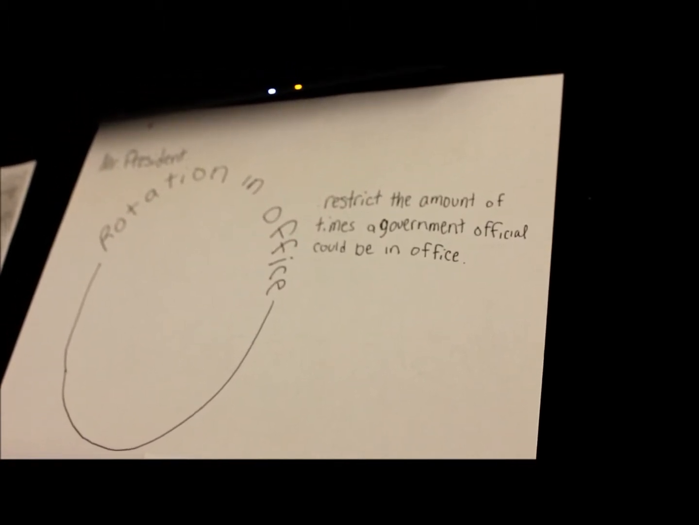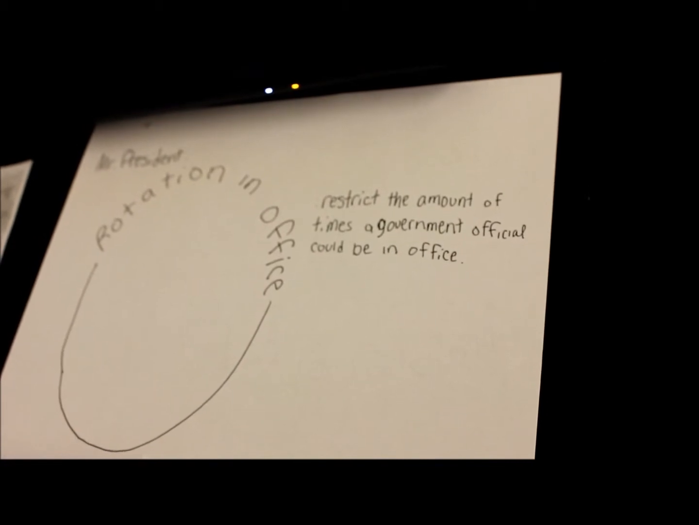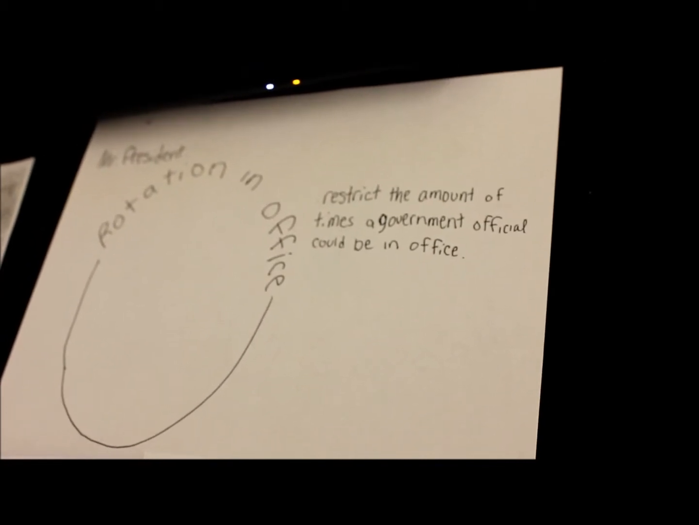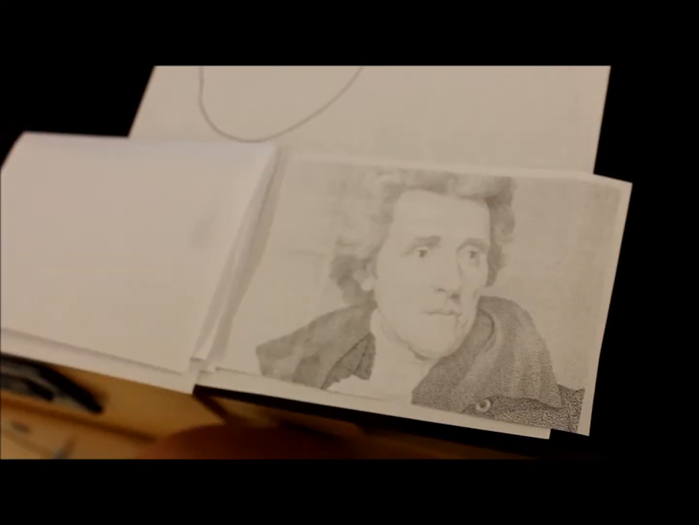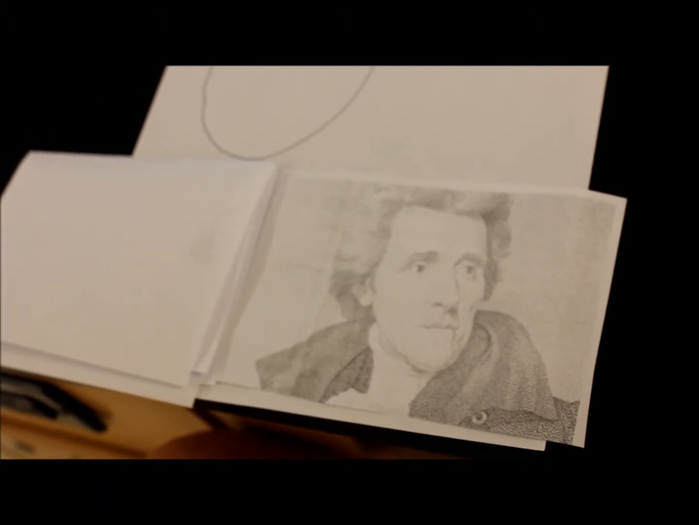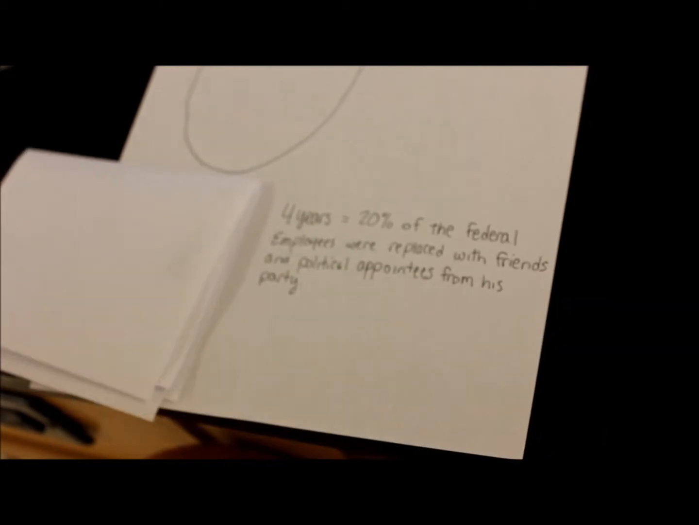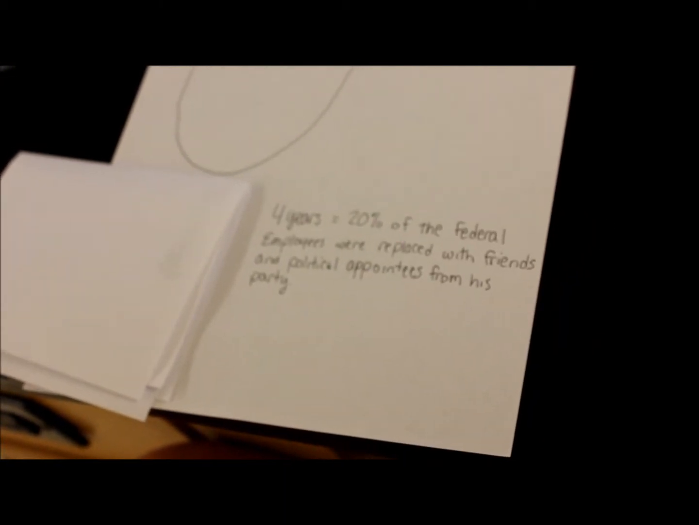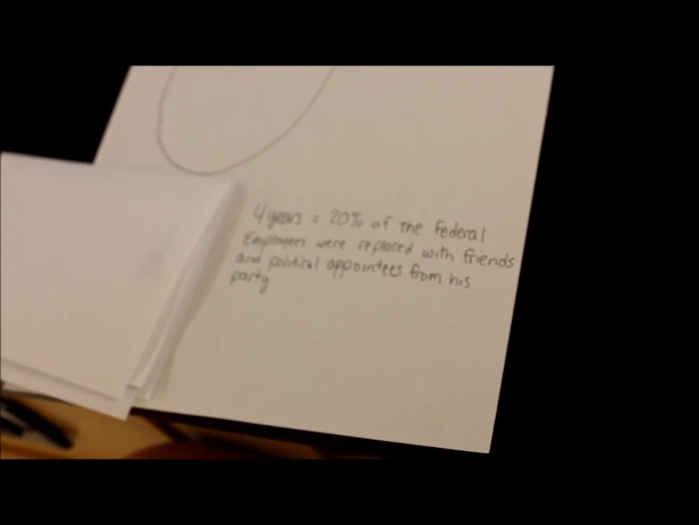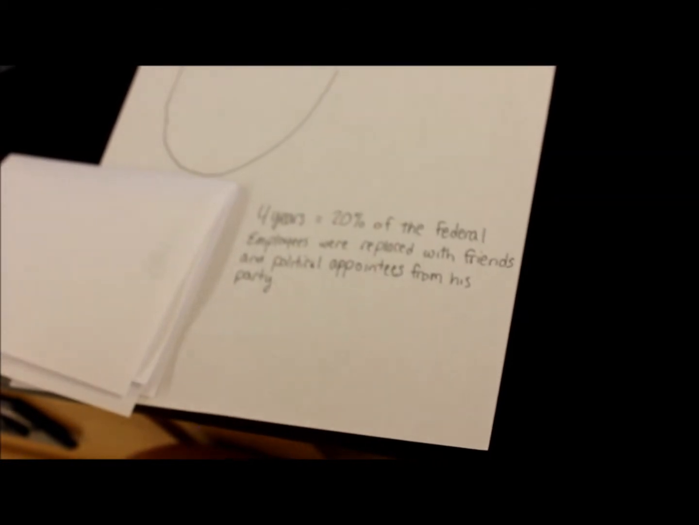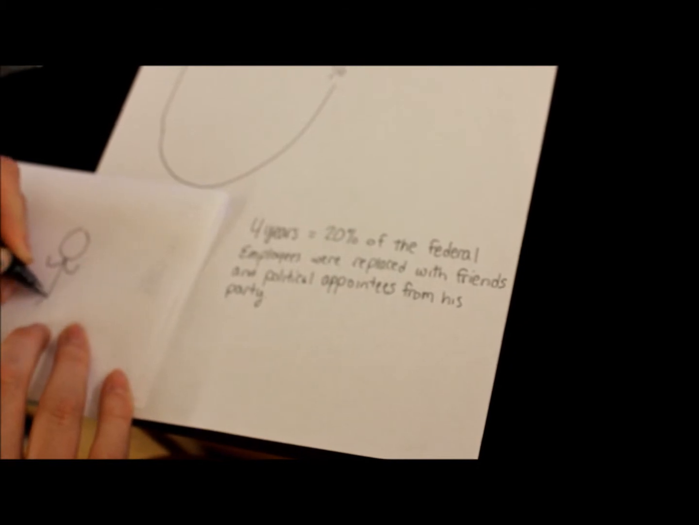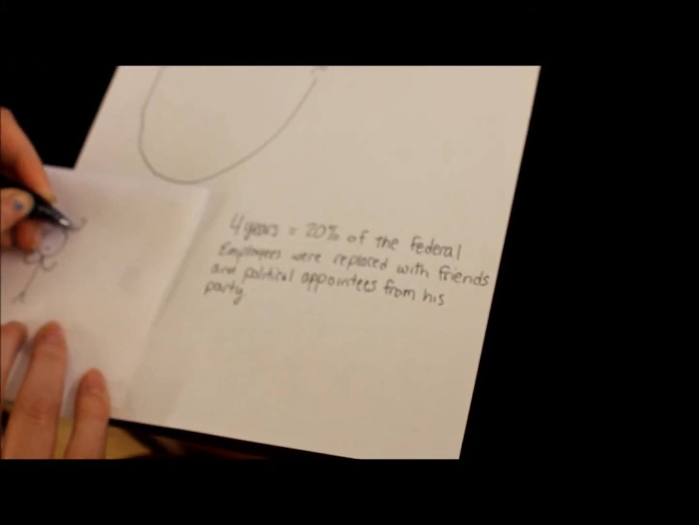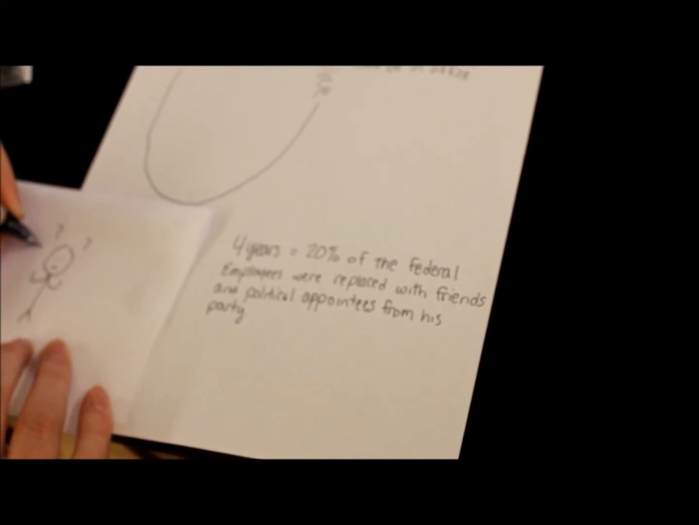It would restrict the number of times a government official would hold a place in office. He believed rotation in office would prevent the development of a corrupt bureaucracy. At the end of his first four years, Jackson had dismissed nearly 20% of the federal employees who were working at the start of his first term, replacing them with friends and political appointees from his party. This resulted in the appointment of many functionaries who had no training or experience in the fields they were now responsible for administering.